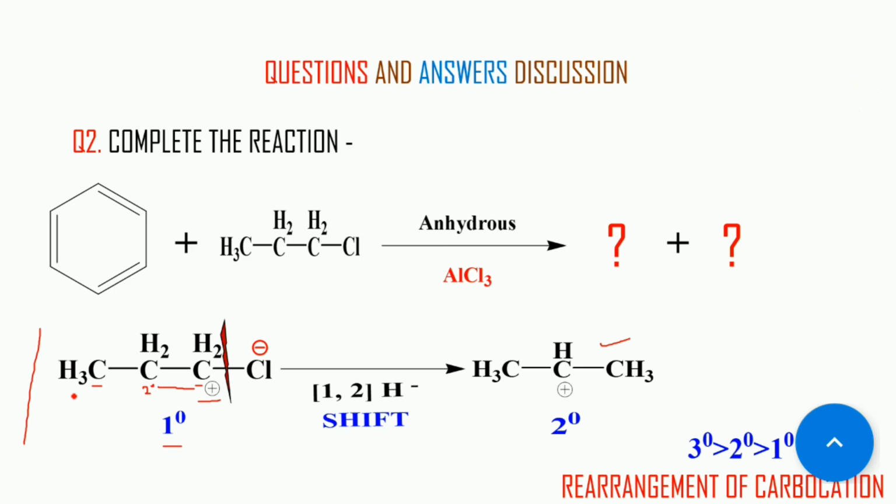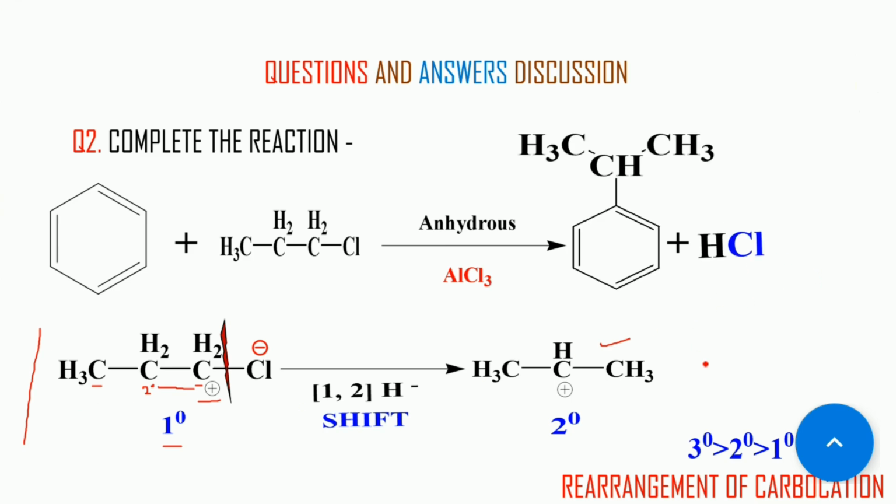So our desirable product is this one, and this one is our side product. This is our isopropylbenzene and this one is HCl, that is hydrochloric acid.